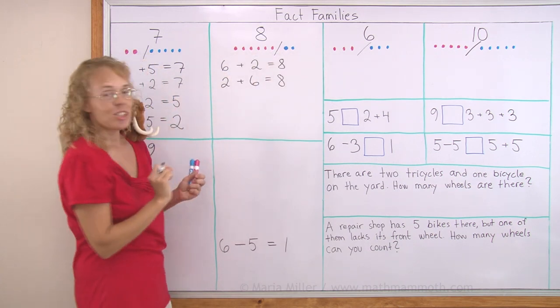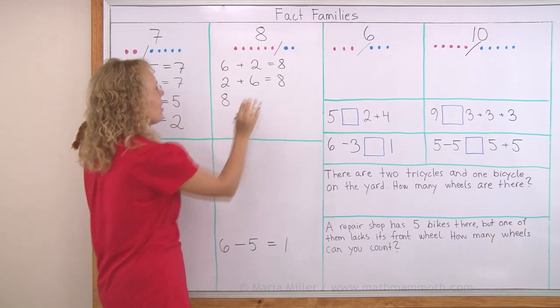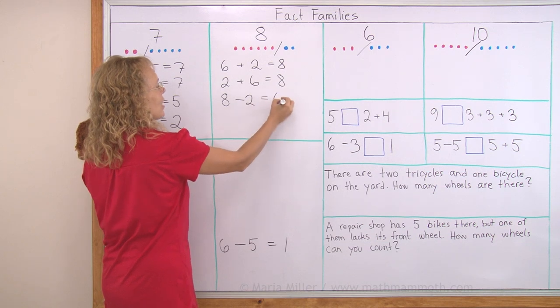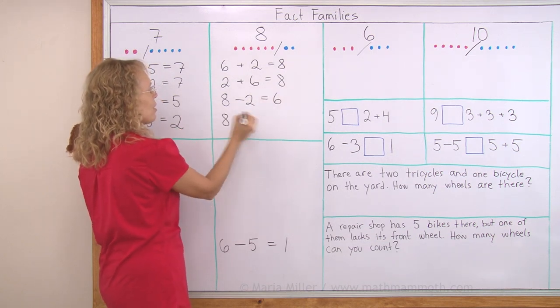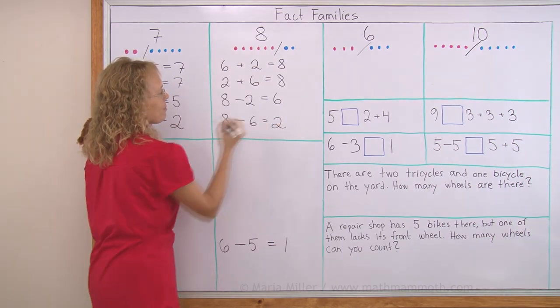And then the subtractions. You start with 8. There's 8 in the beginning. Let's say 2 go away. 8 minus 2. And so 6 are left. And the other one, 8 in the beginning. And let's say these 6 go away. And then you have 2 left.